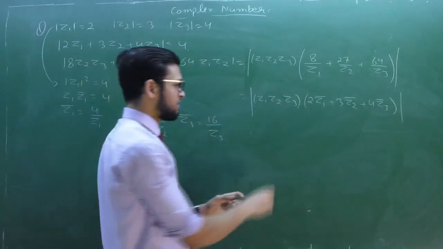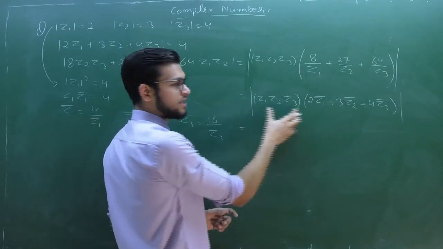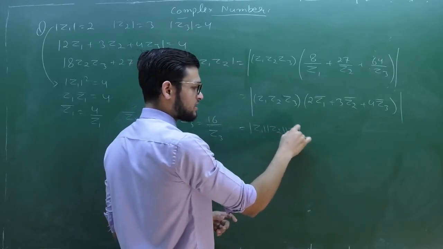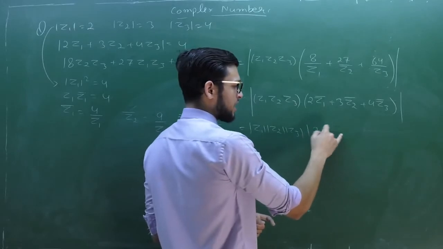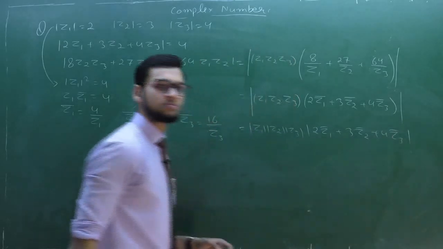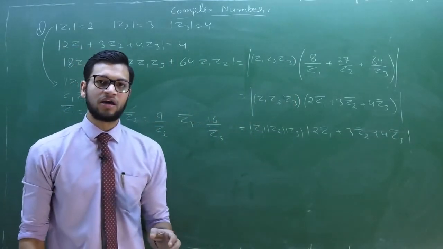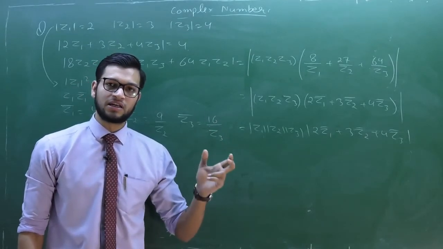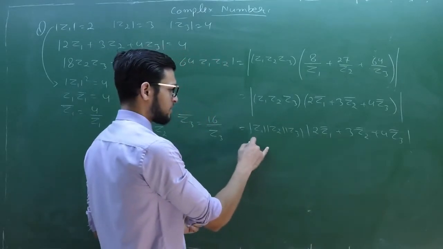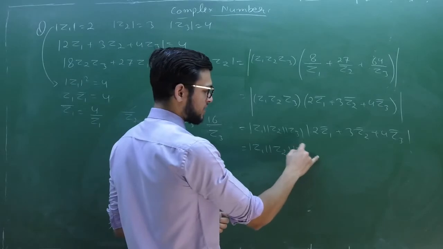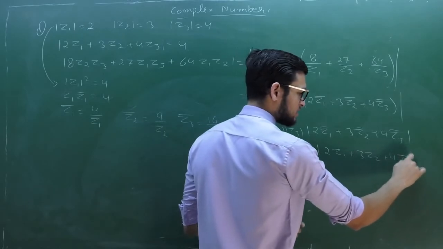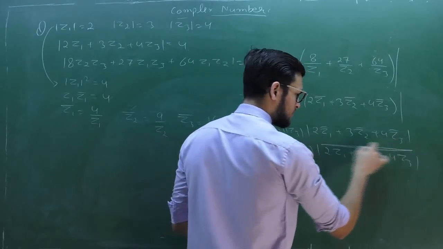Now if we calculate this term, then we have mod of z1 z2 z3 multiplied by this, so we can also write this as mod of z1, mod of z2, mod of z3, and multiply by mod of 2 times conjugate of z1, 3 times conjugate of z2 and 4 times conjugate of z3. Now according to the property, conjugate of z1 plus z2 will definitely equal conjugate of z1 plus conjugate of z2. It means we can also write this term as mod of z1, mod of z2, mod of z3, and multiply by mod of 2z1 plus 3z2 plus 4z3 and conjugate of this complete term.